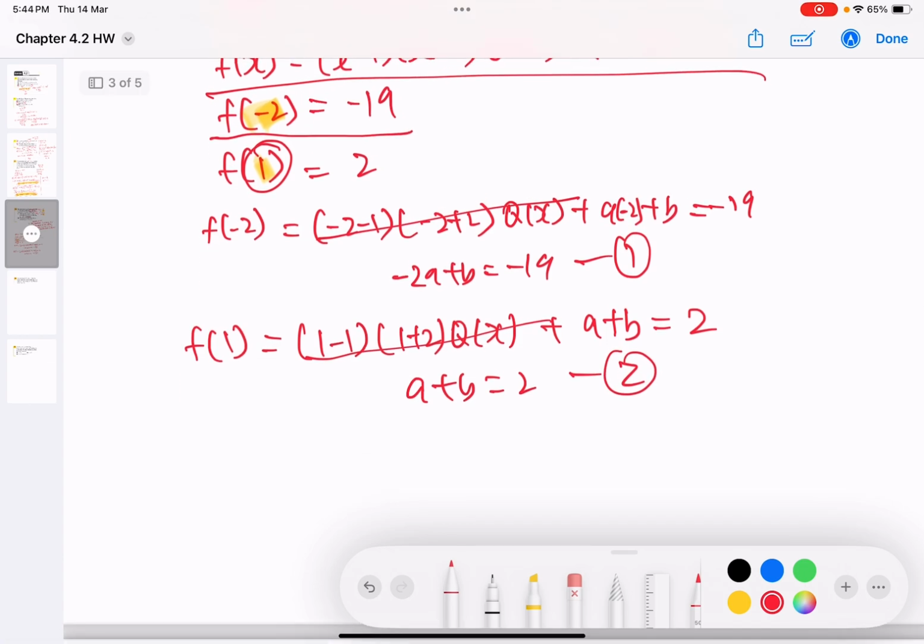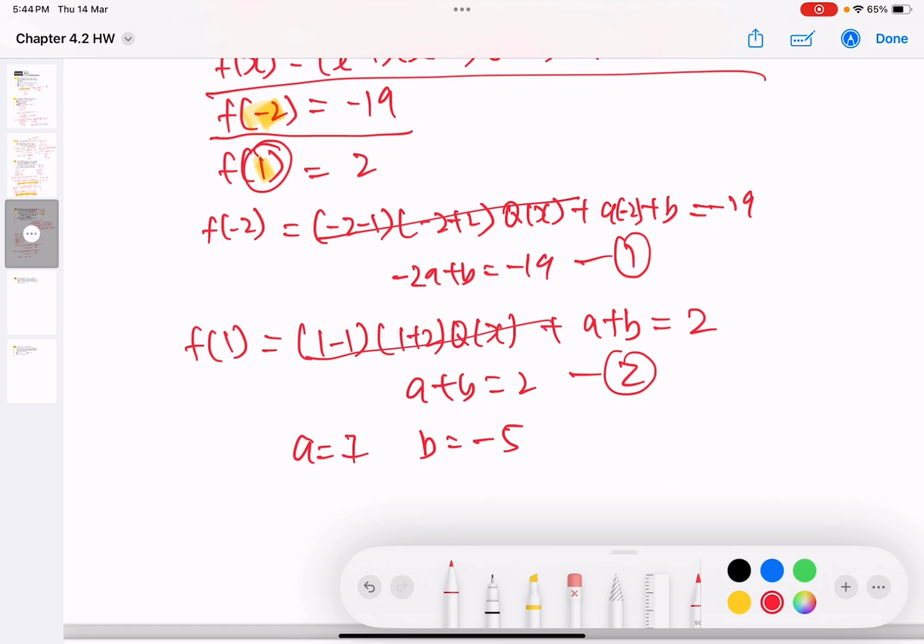Again, I got 2 equations over here. You can do it by elimination. That will be the easiest. And you are going to get a is equal to 7 and b is equal to negative 5. Again, if you do not know how to do simultaneous equations, please message me.